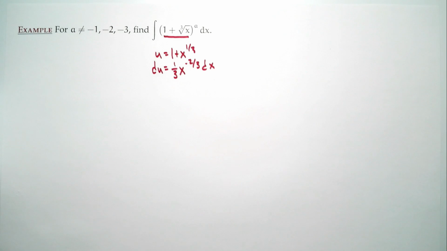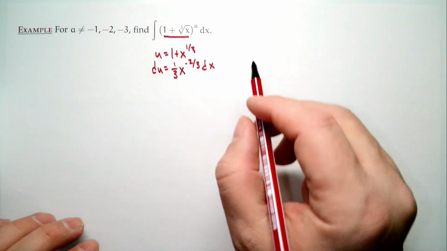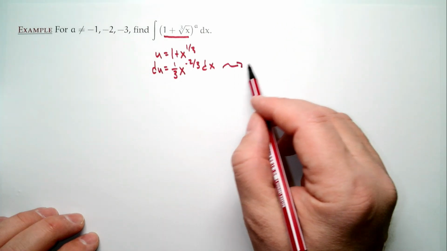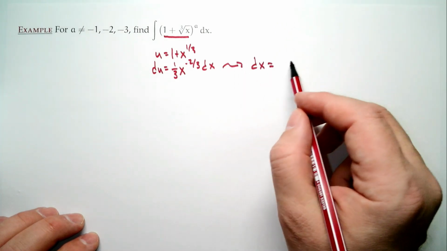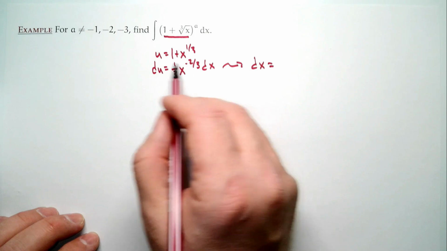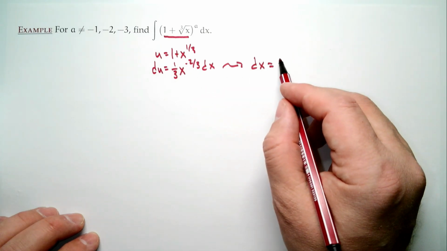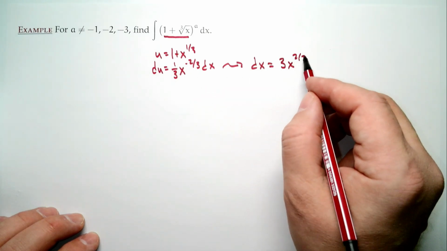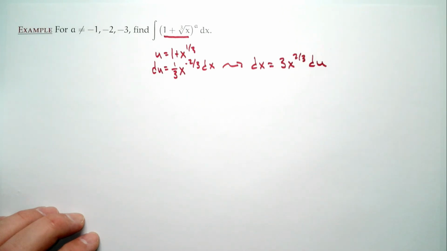Well, let's not give up hope too quickly. Okay, let's get dx by itself. So dx, I can rewrite this, so I'm going to move these two pieces across. That would be 3x^(2/3) du. Now, there's still a problem here. I can replace dx with this expression, 3x^(2/3) du. That's perfectly okay, but I'm not fully done yet.